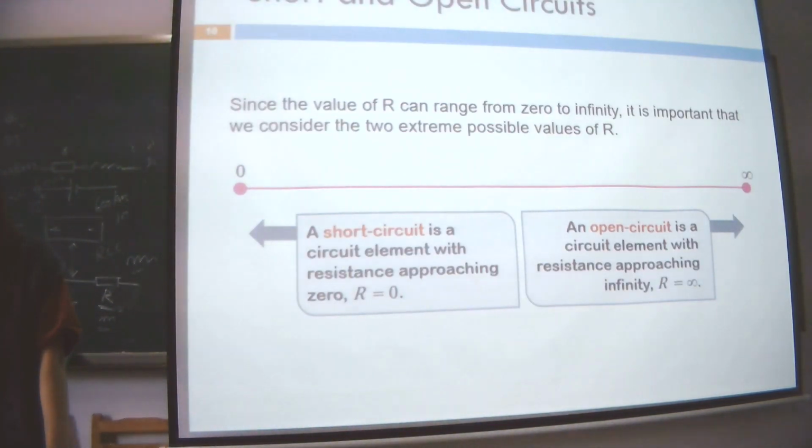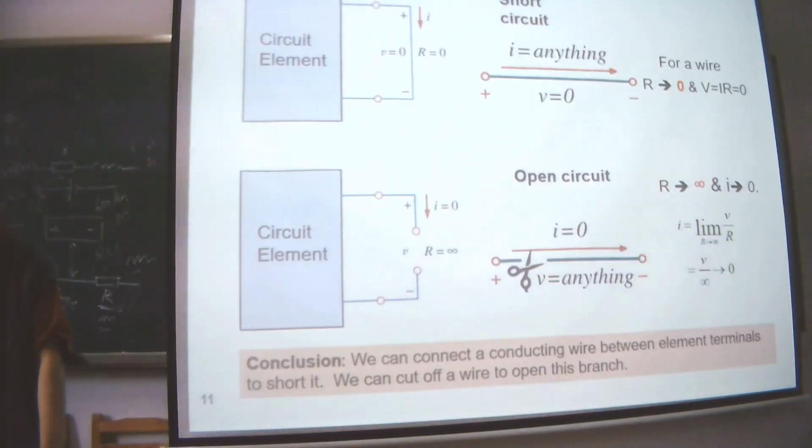Okay, short and open circuit. We see the value of R can range from 0 to infinity. So this one is 0 and this one is infinity. If our value of R tends to 0, that means this is a short circuit. Tends to 0 means it's short connected. If R tends to infinity, that means we open the circuit. No electrons can pass through this circuit.